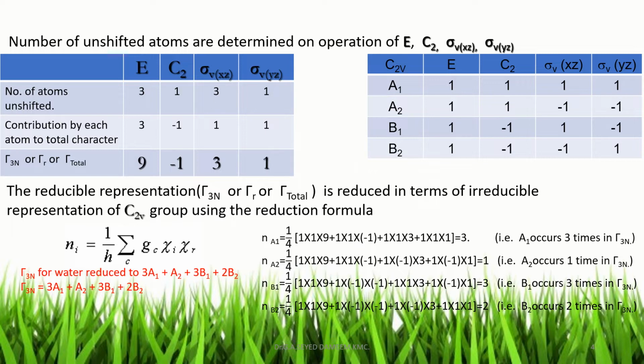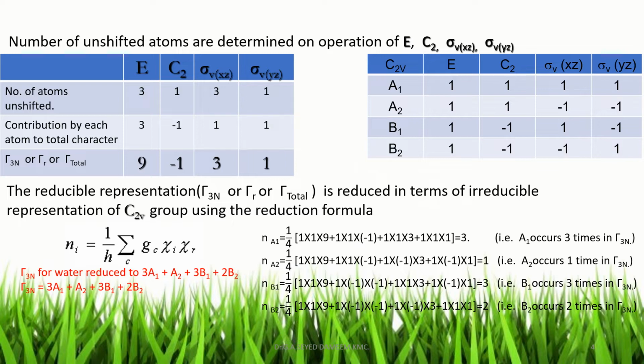By making use of this reduction formula, the reducible representation is reduced in terms of A1, A2, B1, B2. N A1 means the number of times the A1 representation occurs in the reducible representation. The calculation is given: 1 by 4, 1 into 1 into 9 plus 1 into 1 into minus 1 plus 1 into 1 into 3 plus 1 into 1 into 1, that is equal to 3. Here the first one is the g value, and the next values are the characters of the A1 representation, that is 1 1 1 1, and the next numbers 9, minus 1, 3, 1 are the characters of the reducible representation. So in this way, A1 is equal to 3.